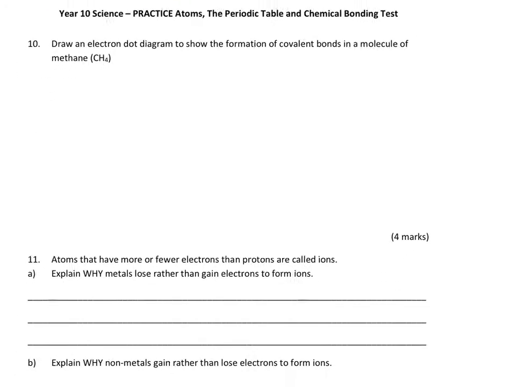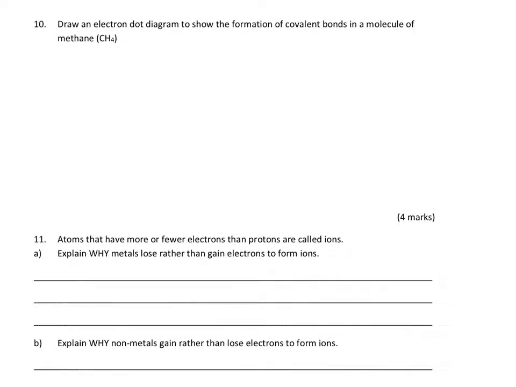Next page, draw an electron dot diagram to show the formation of covalent bonds in a molecule of methane. I noticed in marking this, only the top of the class were able to remember us doing this. If you can show me that I didn't do this, you can go to my boss and tell them. But I showed you in one of the lessons, I believe it was P6 or maybe P5.